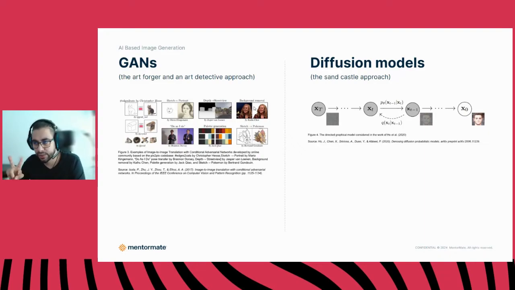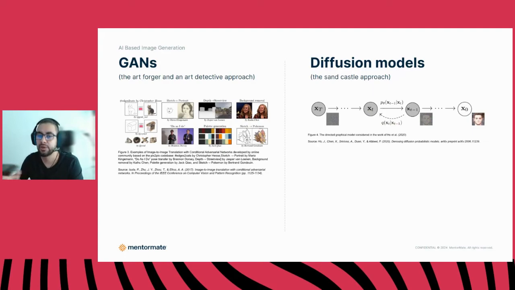So GANs consist of two networks. And in the metaphor I'm going to give you, imagine the art forger tries to come up with the best fake possible, while the art detective is trying to detect all the fake images generated by the art forger. So they're in a continuous competition with each other. The art forger is trying to fool the detective, and the detective is trying to catch the forger in their steps.